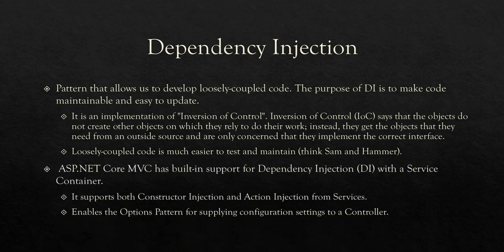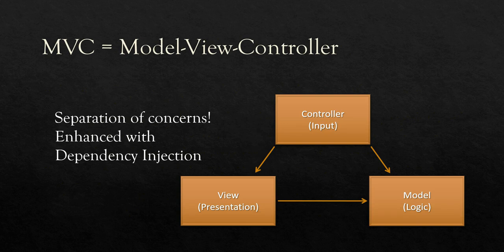Fortunately, ASP.NET Core MVC has built-in services, a services container, which is a dependency injection container, and it supports both the common constructor injection and action injection from services. So any of our classes, we can inject any of the services that they need, but they're still loosely coupled, allowing us to easily implement unit testing later on, right? There we go.